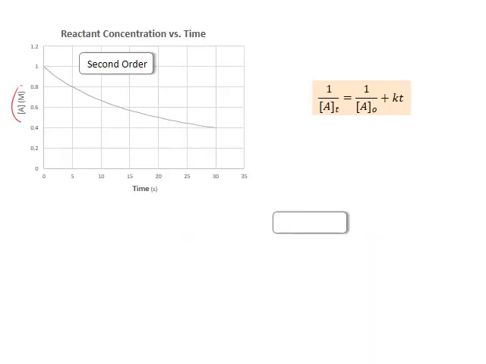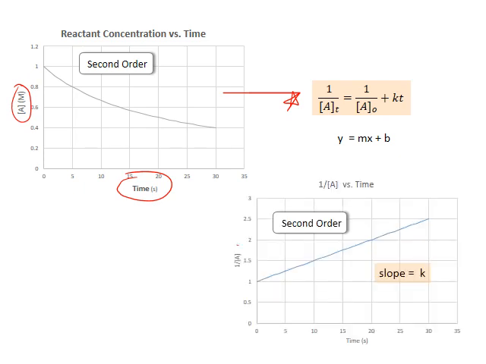Again, plotting concentration of A versus time for a second-order reaction gives a curved plot. But if we change what we're plotting and we use the integrated rate equation for a second-order reaction, and we instead plot 1 over the concentration of A versus time, we get a correlation that's a straight line. Again, our y value is 1 over the concentration of A. Our x value is time. This gives a slope of k and a y-intercept of 1 over the initial concentration of A.